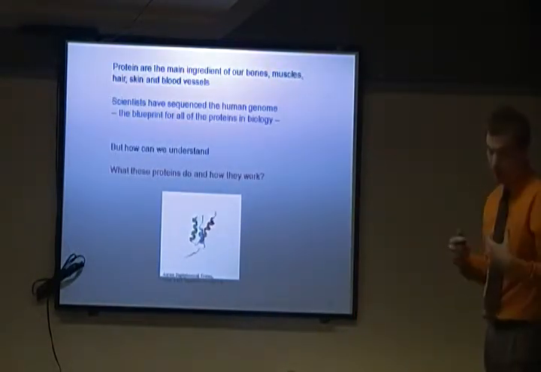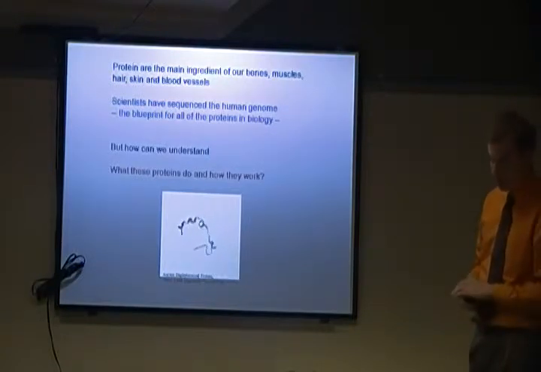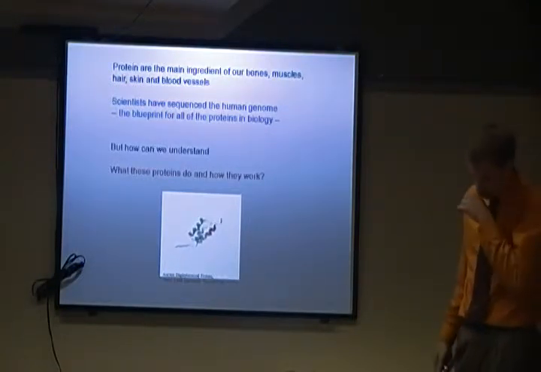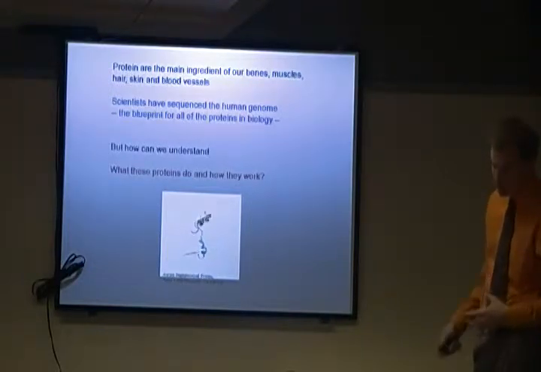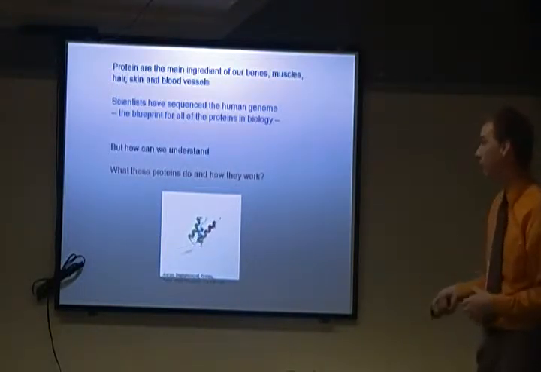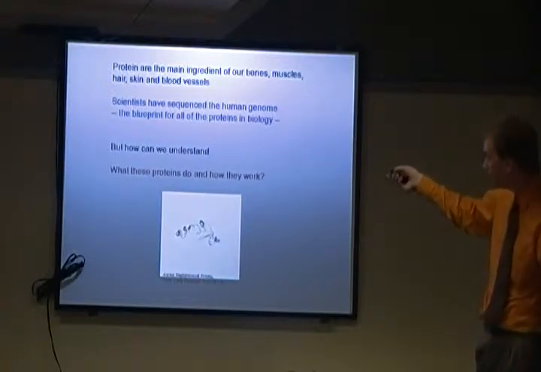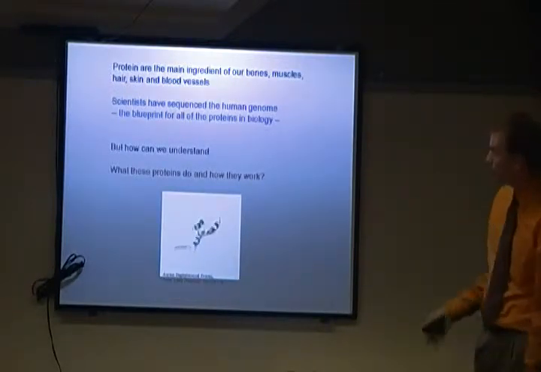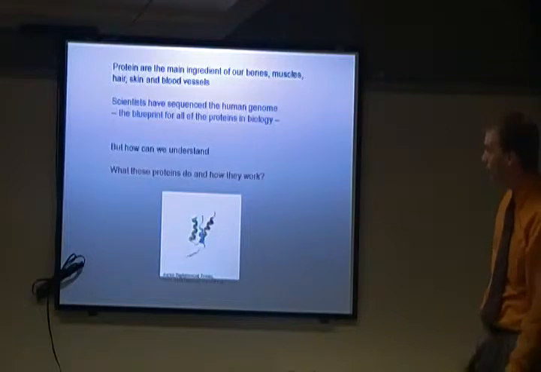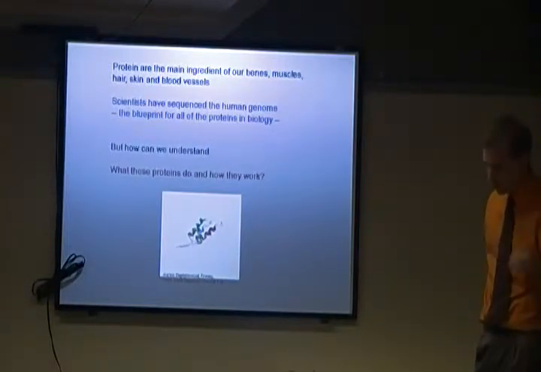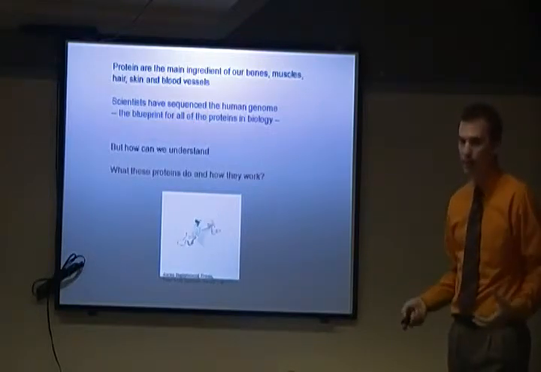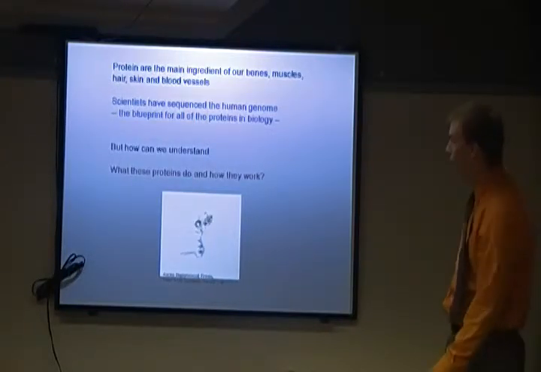Proteins are what make up our muscle, bone, hair, skin, blood vessels. It's estimated that the human body may contain over 2 million proteins found in the approximately 100 genomes of the body. As of 2007, scientists have sequenced the human genome, which is the blueprint for all of proteins in biology. But the real question is, how do we understand them, and how do they work?